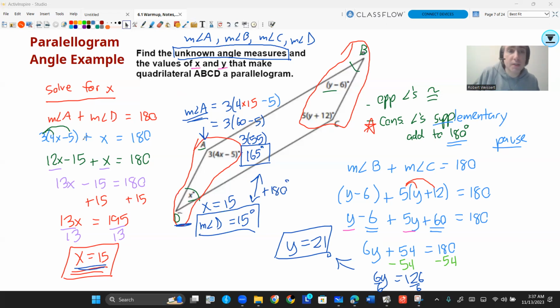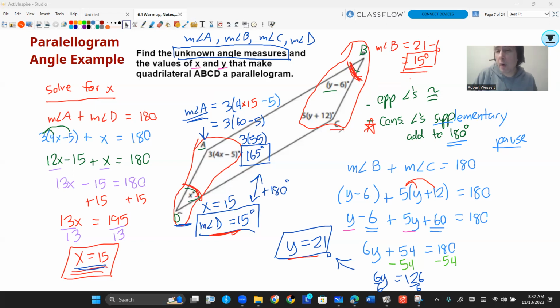We can go through the opposite side and do the same thing. Angle B is going to be y minus 6. So since I know y is 21, the measure of angle B is 21 minus 6. But wouldn't you know it, 21 minus 6 is 15 degrees. And 15 degrees is the same as this angle D because these are opposite angles. And opposite angles are congruent. So that should be 15 degrees.